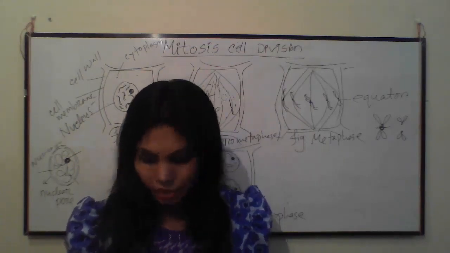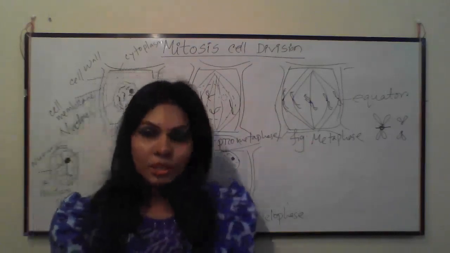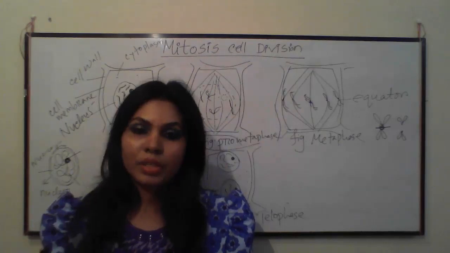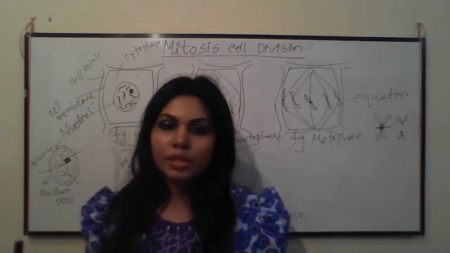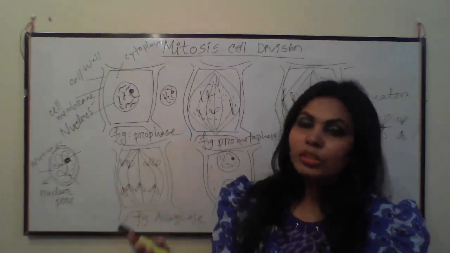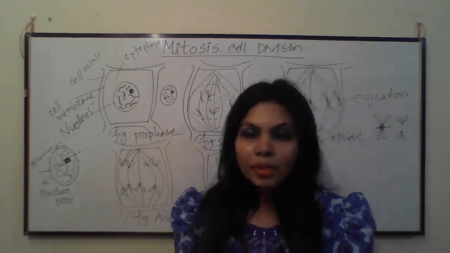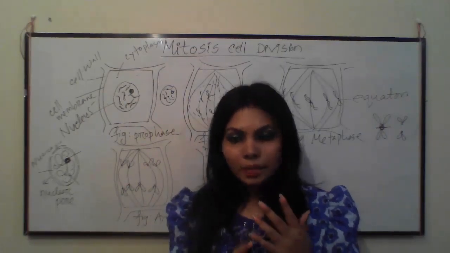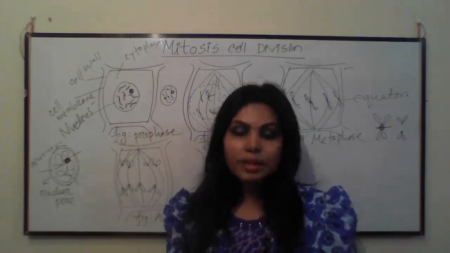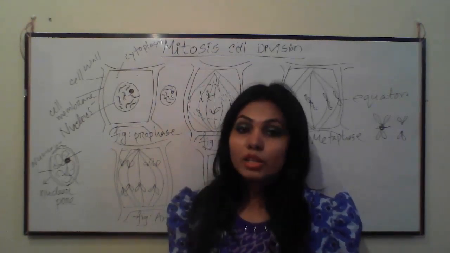Again, we can go to the review. Mitosis cell division is a division of somatic cells of all eukaryotic organisms, and there are five stages. Before that, I can tell you that mitosis occurs in two phases. Number one is karyokinesis, the division of the nucleus, and number two is cytokinesis, the division of the cytoplasm.